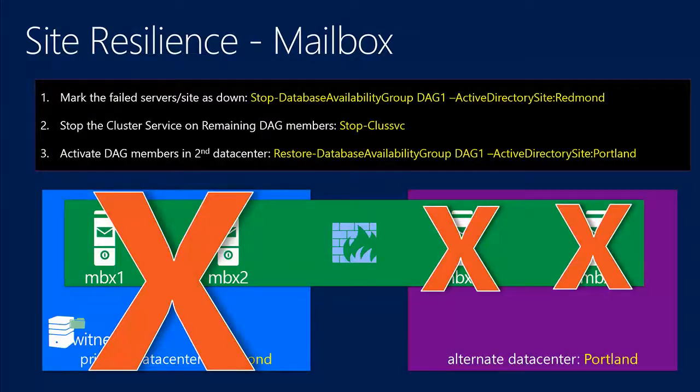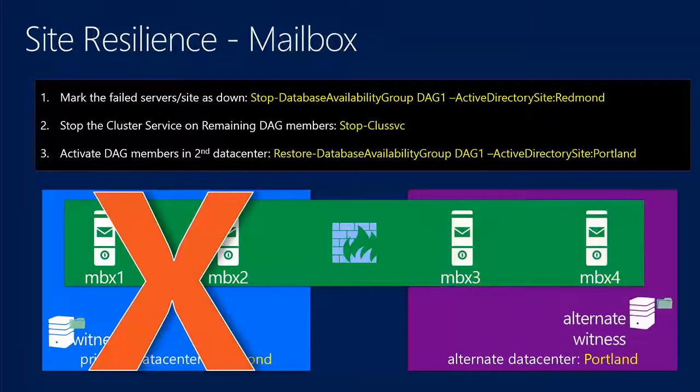You need to run stop-dag and mark the Redmond site as being down. You need to stop the cluster service on, in this case, MBX 3 and 4. And then you need to run restore-dag and point it to the Portland site. And once you've done that, your 2 boxes will come up and begin using the alternate witness server in the Portland site in that case. So much, much faster activation in terms of a data center switchover. So even if you only have 2 data centers with Exchange 2013, the experience is still much better than it was in 2010.